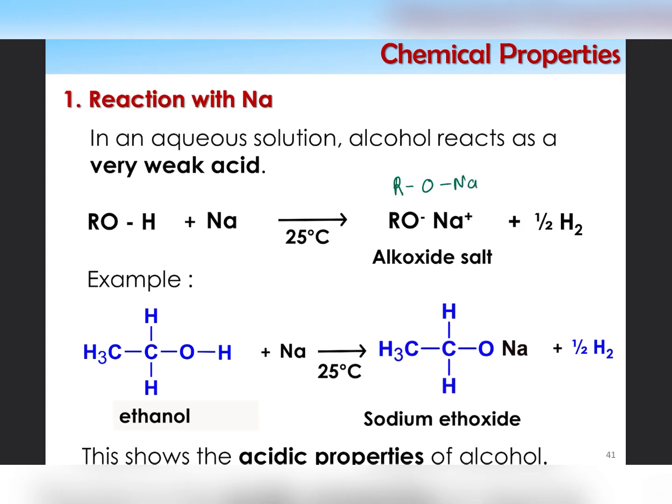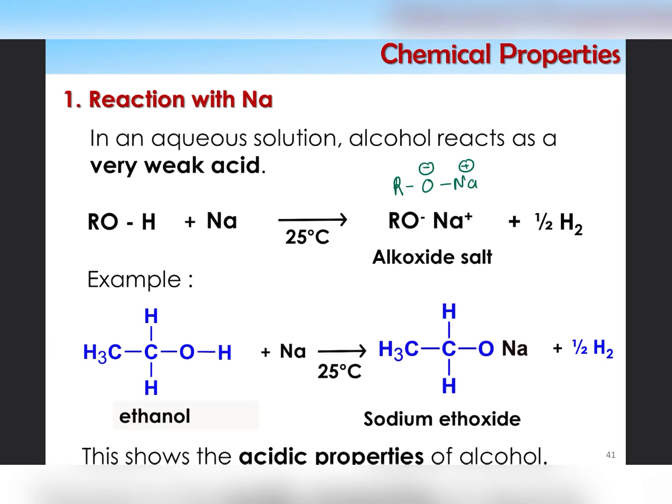RO-Na. Okay, so kita tulis positif dan negatif tu on each of the atom. So positive sign on sodium, negative sign on oxygen. Okay, so ini maksudnya kita nak cakap elektron lebih bertumpu kepada oksigen. Dia lebih menarik elektron ke arah oksigen. Okay, so this is your alkoxide salt.